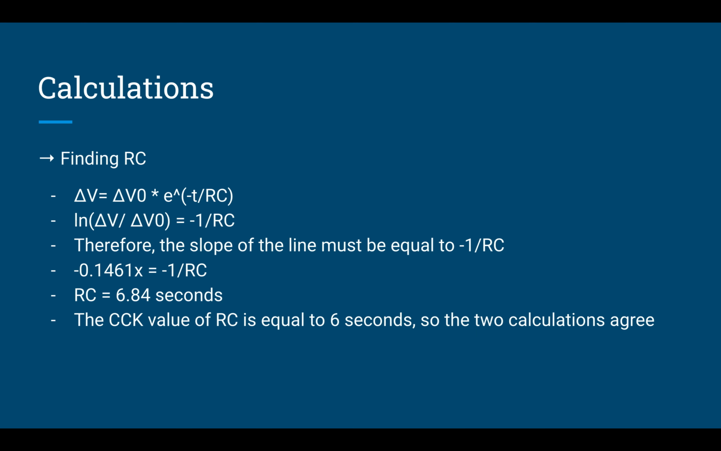Using this data and the line of best fit, I can find the value of RC through the following calculations. By rearranging the equation, delta V equals delta V naught times e to the negative t over RC, we find that the slope of our line must be equal to negative 1 over RC. According to the line of best fit, our slope is equal to negative 0.1461. In solving this, we get a final value of RC at 6.84 seconds, which agrees with the computer simulation, which shows us an RC value equal to 6 seconds.